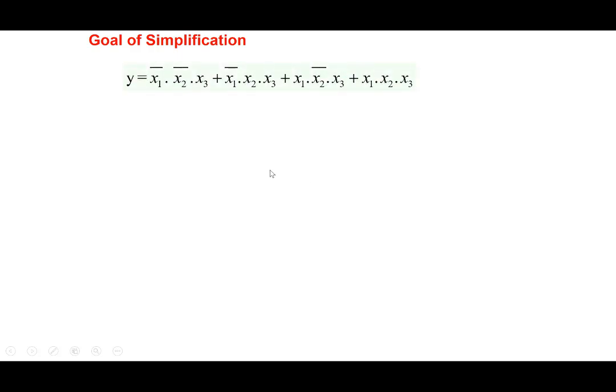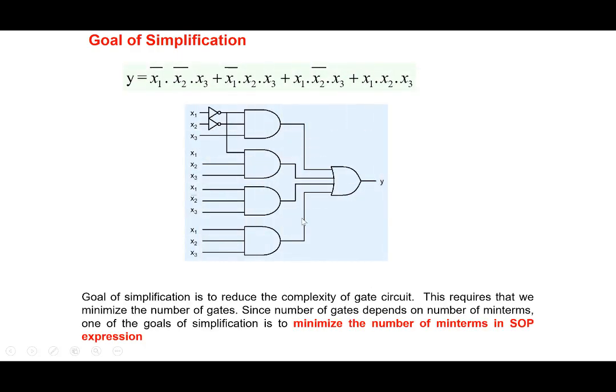Okay, so what is the goal of simplification? The goal of simplification is to reduce the complexity of the circuit. Now this requires that we minimize the number of gates. So the lesser the number of gates that you see here, the less complicated the circuit is.